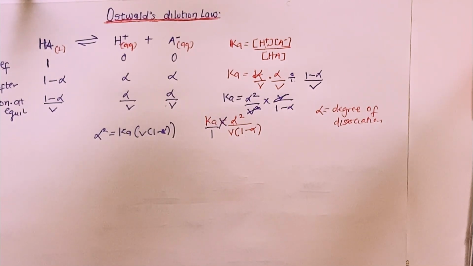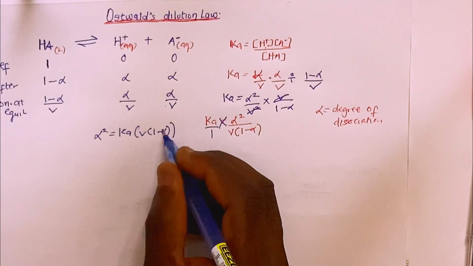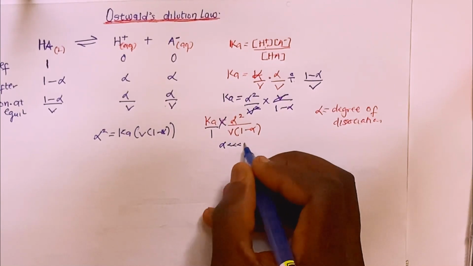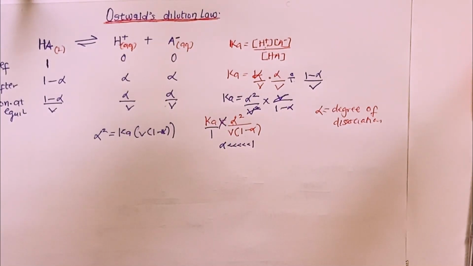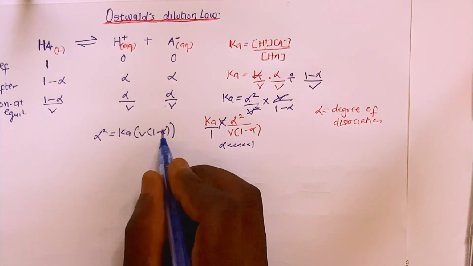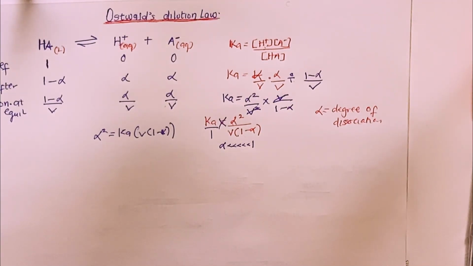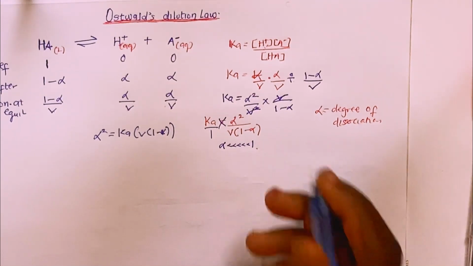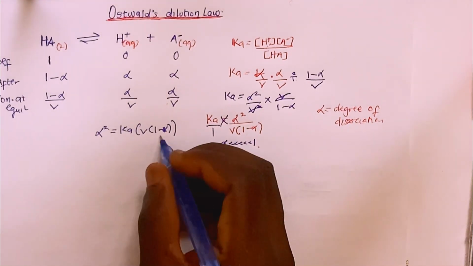since it is a weak electrolyte, I can neglect this alpha, because my alpha is less than 1. That is, it is not up to 1. Since it is not up to 1, I can neglect alpha here, since it is a weak electrolyte. The major fact about weak electrolytes is that they ionize only partially in water. That means it doesn't donate all the hydrogen ions to water. You understand? So here my alpha is less than 1. It's not up to 1, so I can just neglect my alpha.